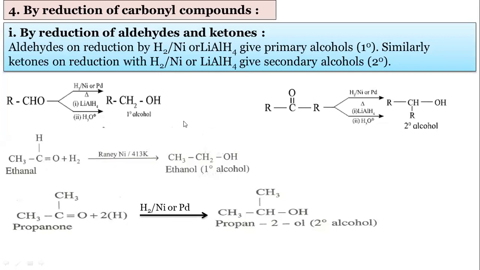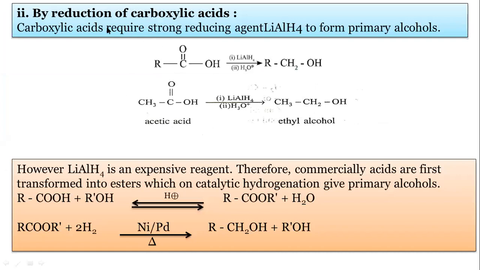Remember these two things. Now, reduction of carboxylic acids: RCOOH is the functional group of carboxylic acid. The best reducing agent used is lithium aluminum hydride, LiAlH4.